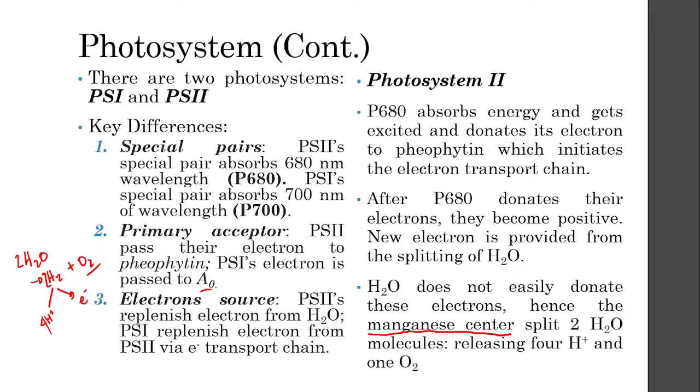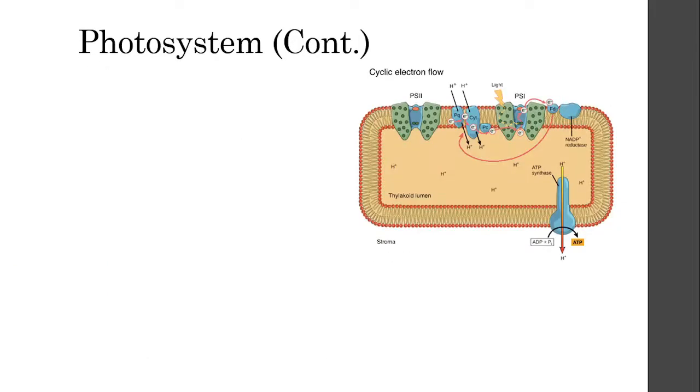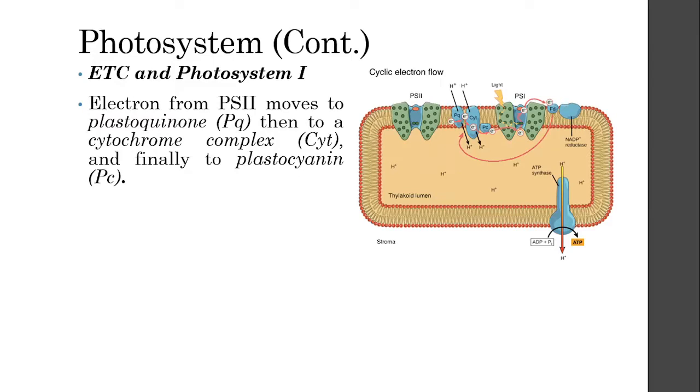Okay, I hope that is clear so far. I've just been repeating the whole process. So this is what's happening on photosystem 2. After that, the whole process has finally started. Now let's go to the electron transport chain and to PS1. So the electron transport chain and photosystem 1.